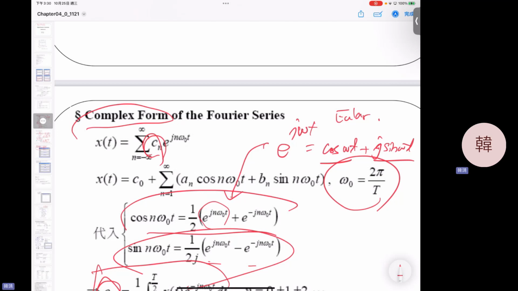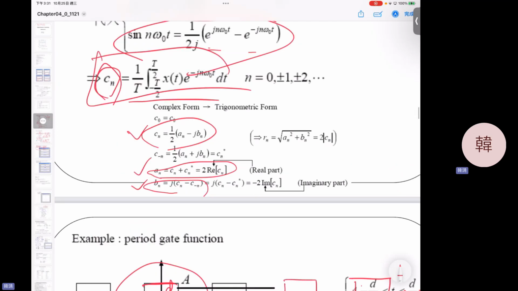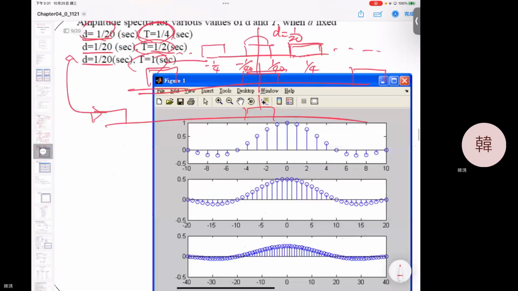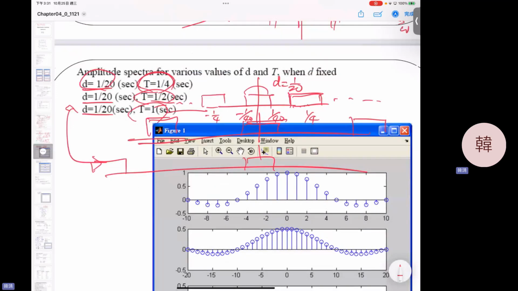So we have 3 different capital T, right? We have 1/4, half, 0.5 second, and 1 second. So what's the result? If you divide by a smaller capital T, the result will be larger. So this is the first one, this is 0, okay, 0. The next one is omega 0 here. Omega 0, 2 omega 0, 3 omega 0, 4 omega 0.